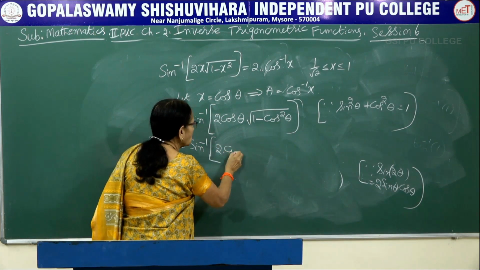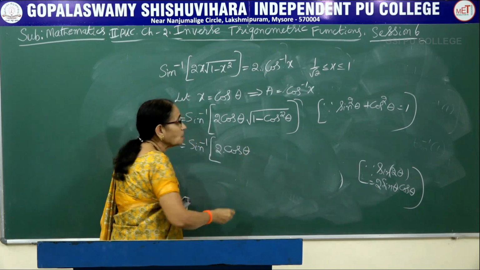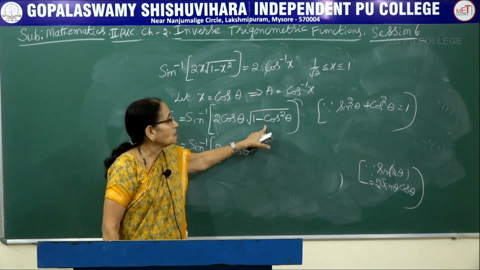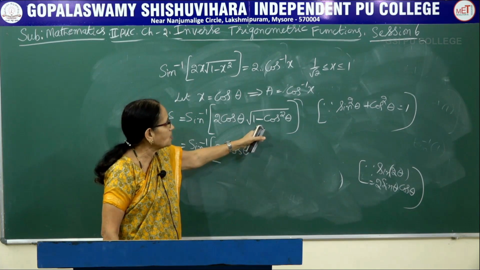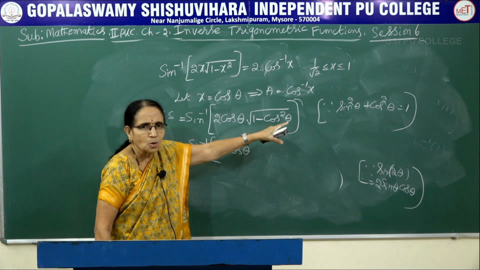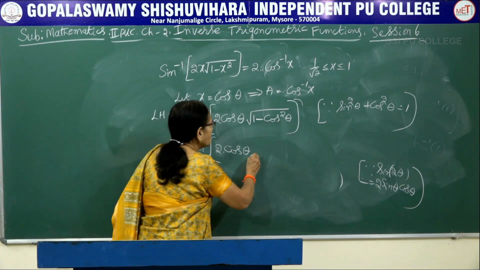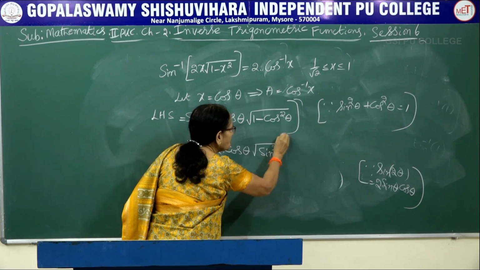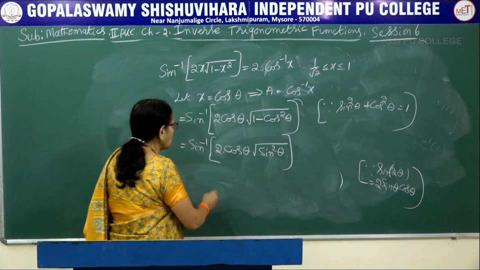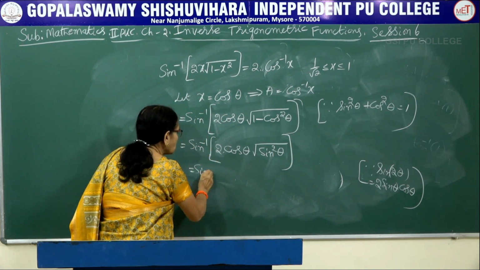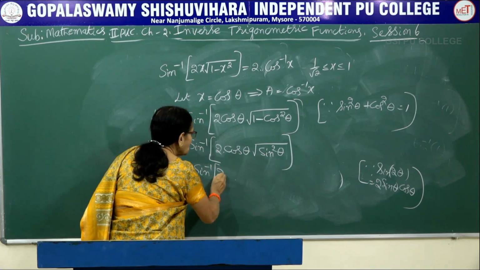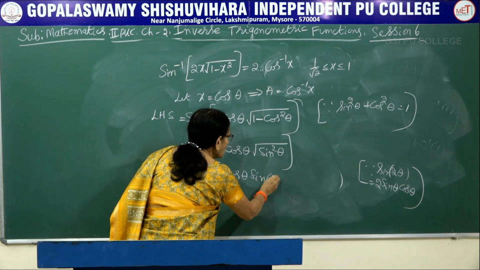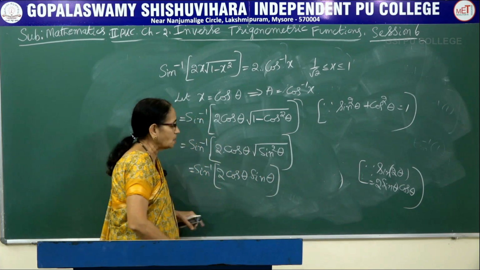Now 2 into cos theta. See, in the previous problem I had 1 minus sine square, so I replaced it by cos square theta. Here I am having 1 minus cos square theta. I am using the same identity. It can be written as square root of sine square theta. What is root of sine square theta? It is again sine theta. 2 cos theta into sine theta. The same thing we are getting here also.